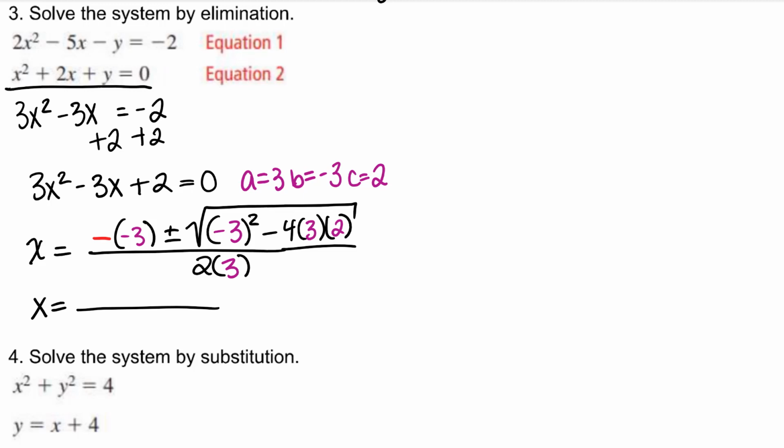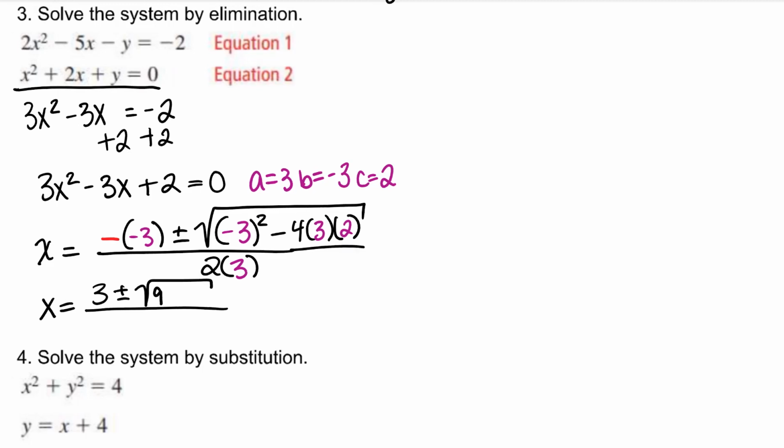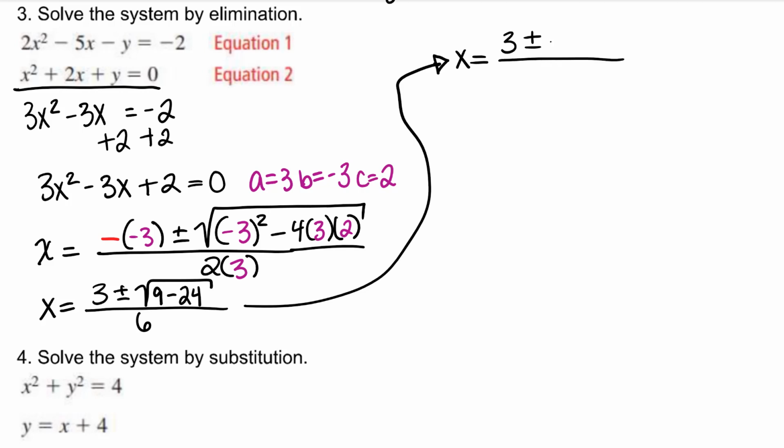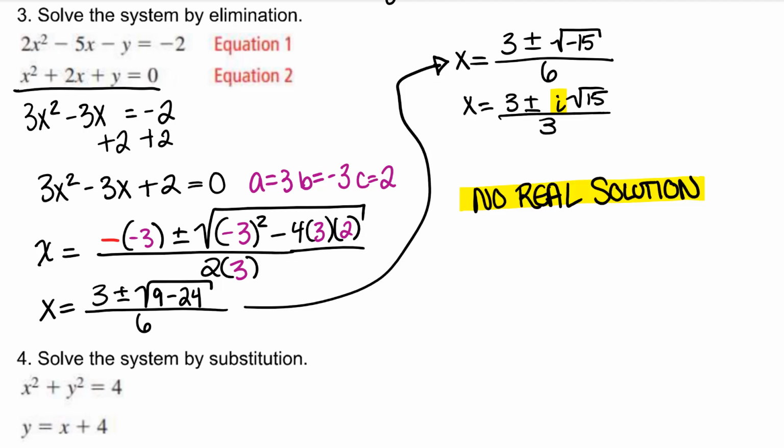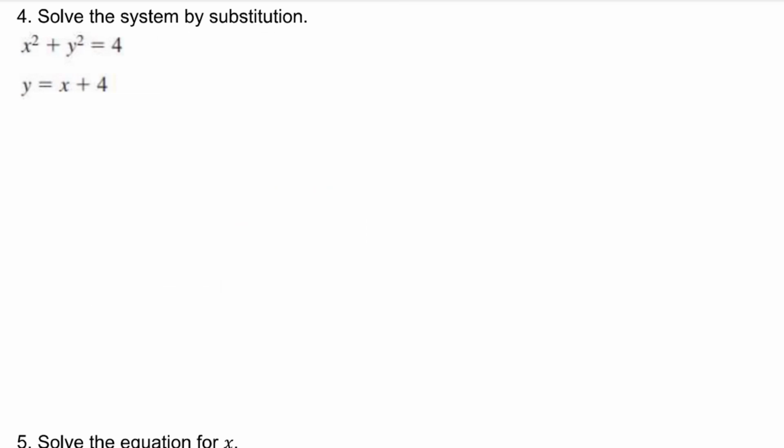Now let's simplify. Now I could simplify this, right? I could write it as 3 plus or minus i root 15 over 6, but if you remember, we're solving a system, and the solution is a point or multiple points. This solution is imaginary, which means it's not in the real number system, and because of that i, we have no real solution.